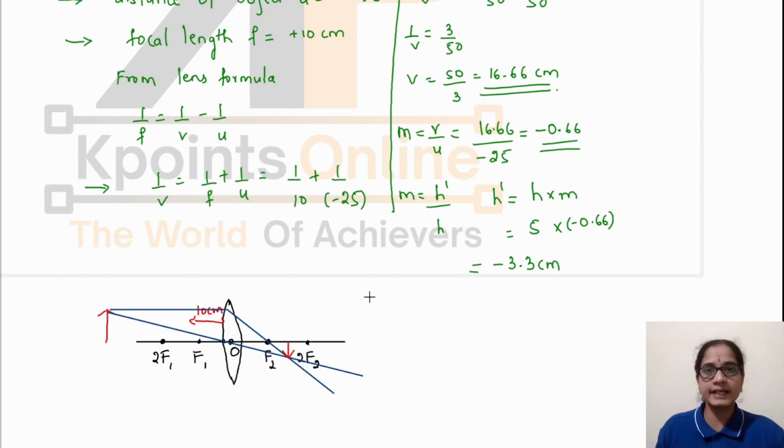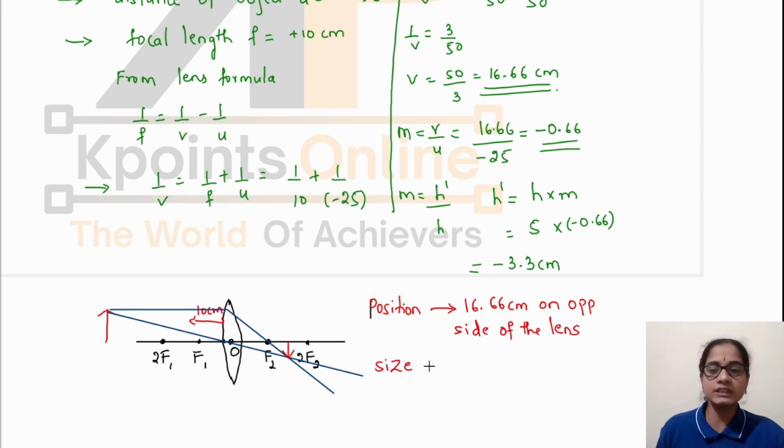Yes, let us write the solution for this question here. What is the position of the image? It is formed at 16.66 centimeter on the opposite side of the lens. And what is the size of the image? We have calculated it. H dash is 3.3 centimeter. And this negative sign indicates it is formed below the principal axis, means it is inverted.